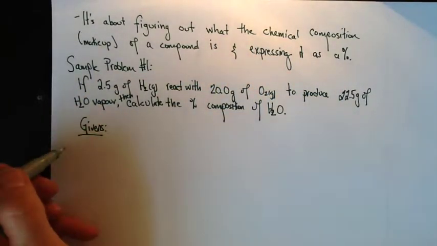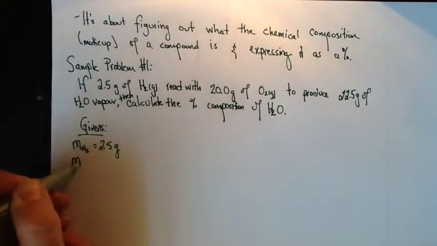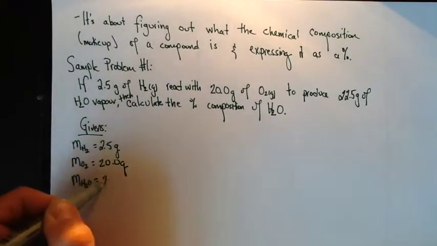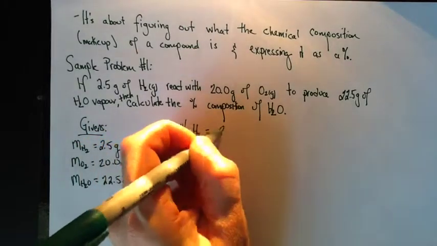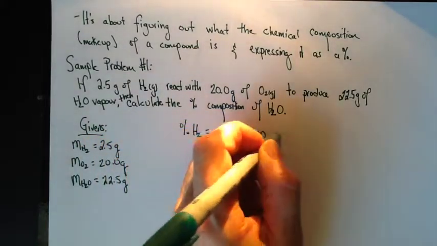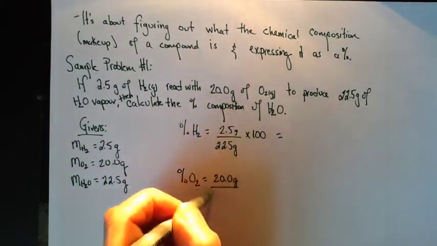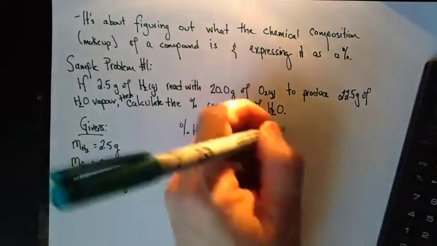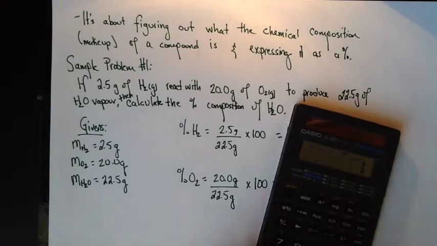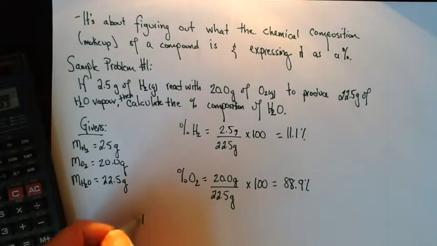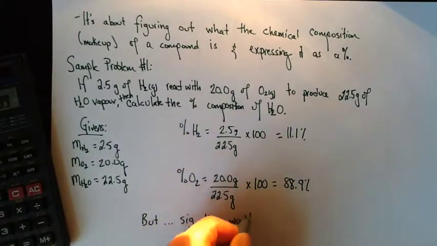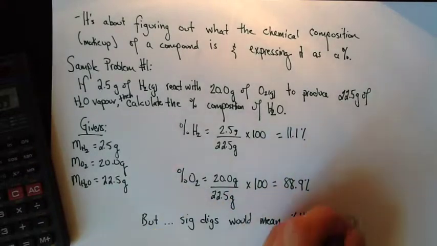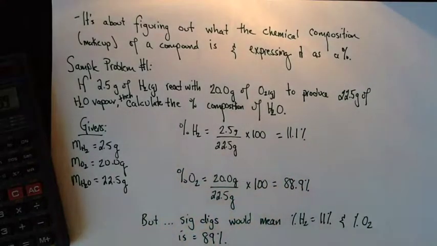Simply write down the mass of each element and the total mass of the water that's given in the question. Then, the percentage of hydrogen will be 2.5 grams divided by 22.5 grams times 100, and the percentage of oxygen will be 20.0 grams divided by 22.5 grams times 100%. Remember to round to the correct number of significant digits.